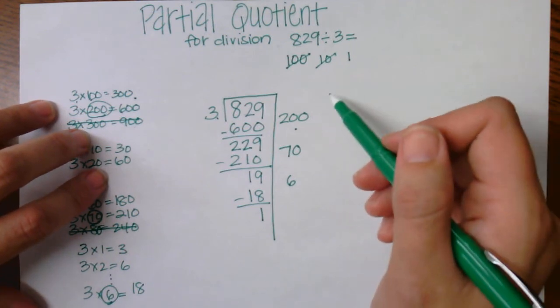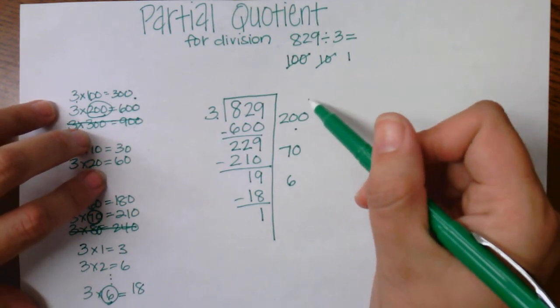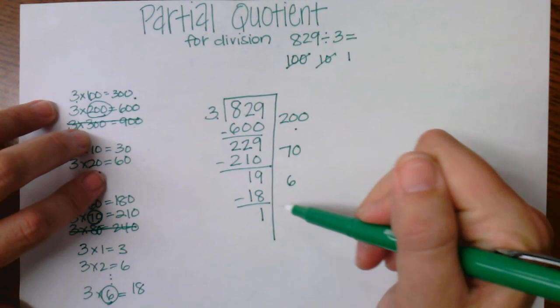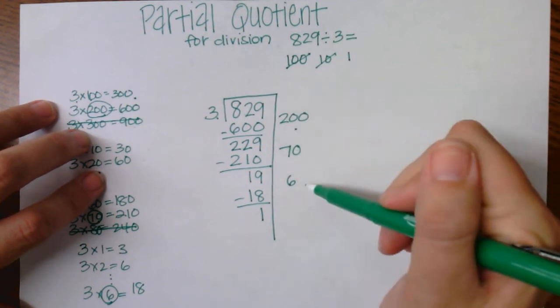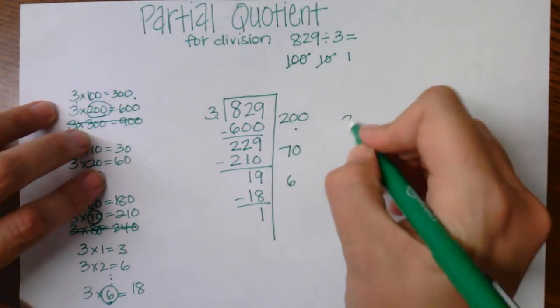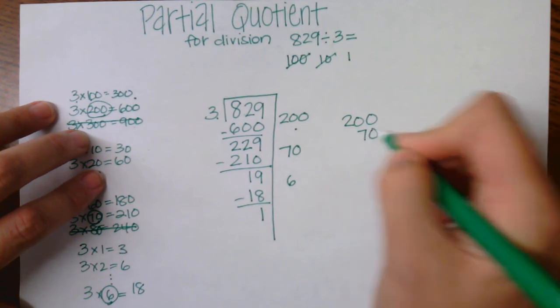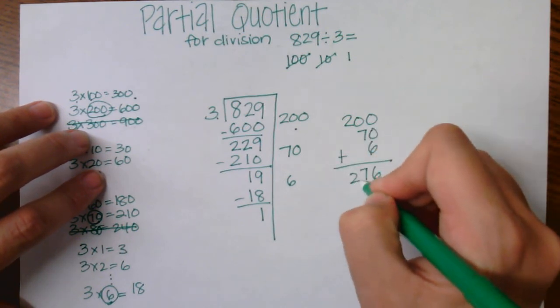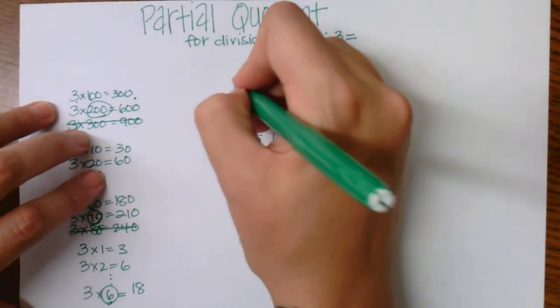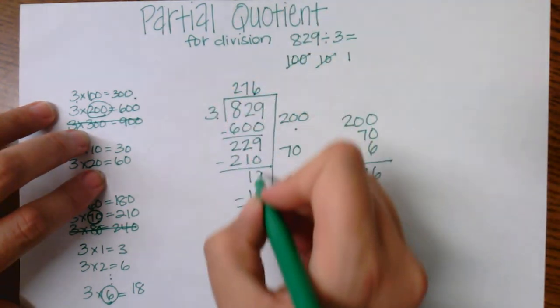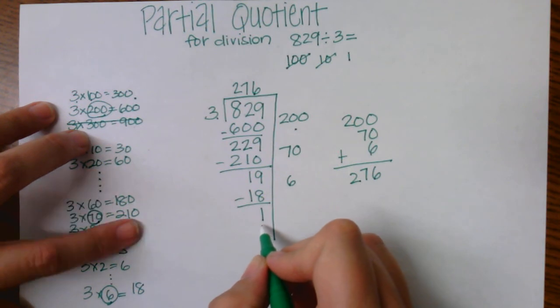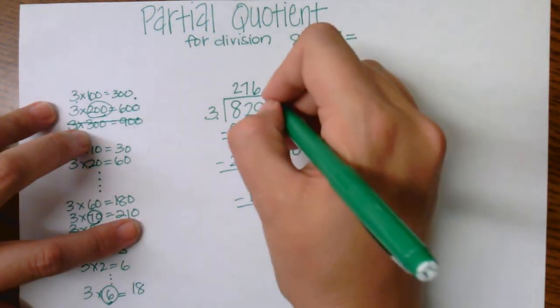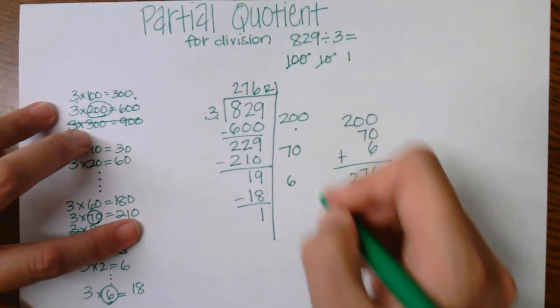So just like in partial product or area model, we had to add up our values to get our final answer. You're going to do the same thing here. So you can either use mental math to add these, or you can stack them up and add. Whatever you get is your answer. So 276 is your answer, but don't forget about your leftover, or we call it your remainder. So your remainder goes up here right beside it.